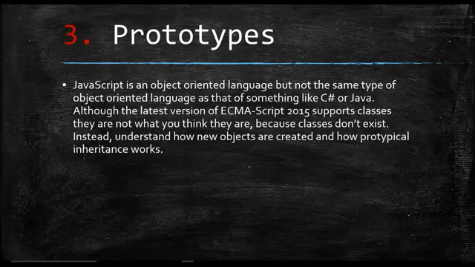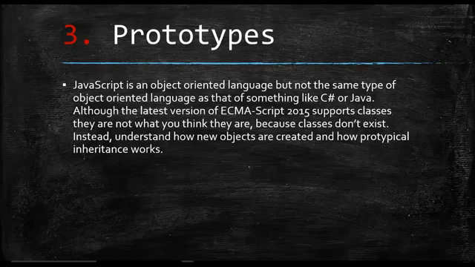Number 3 is prototypes. Everything in JavaScript is an object. JavaScript's actually an object-oriented language. A lot of people don't know that. They think it's some sort of functional or procedural language. JavaScript can be considered a functional language depending on who you ask. I think with the pure academic definition of a functional language, JavaScript probably doesn't match that. But JavaScript allows you to pass functions around as first-class citizens.